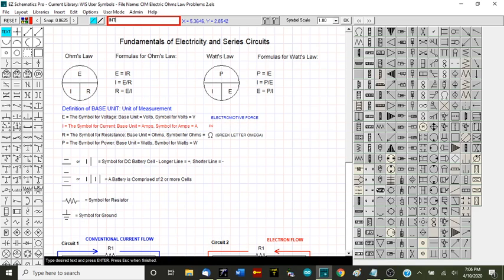I is the intensity of electron flow. That's what I is. I is the intensity of electron flow.